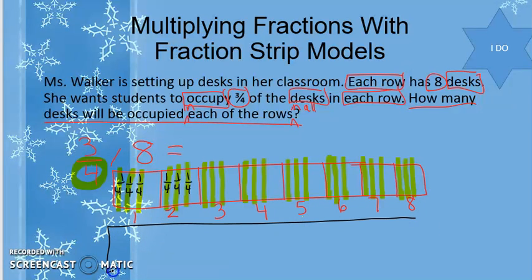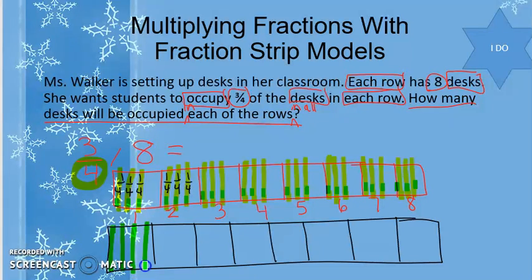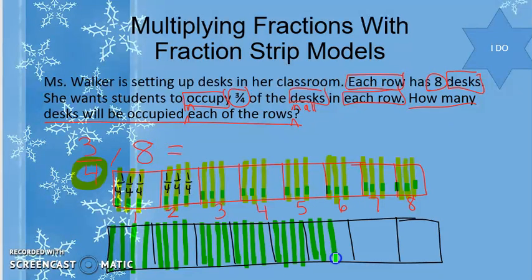So now, if we were to take our 1/4 pieces and fill up each one of these 8 rows of desks, okay, we would see that we have, let's count them up. So we have 1, 2, 3, 4, 5, 6, 7, 8, 9, 10, 11, 12, 13, 14, 15, 16, 17, 18, 19, 20, 21, 22, 23, 24 fourths that we need to fill into our rows of the 8 desks each. Now we're going to fill up 1, 2, 3, 4, which is going to make the whole.